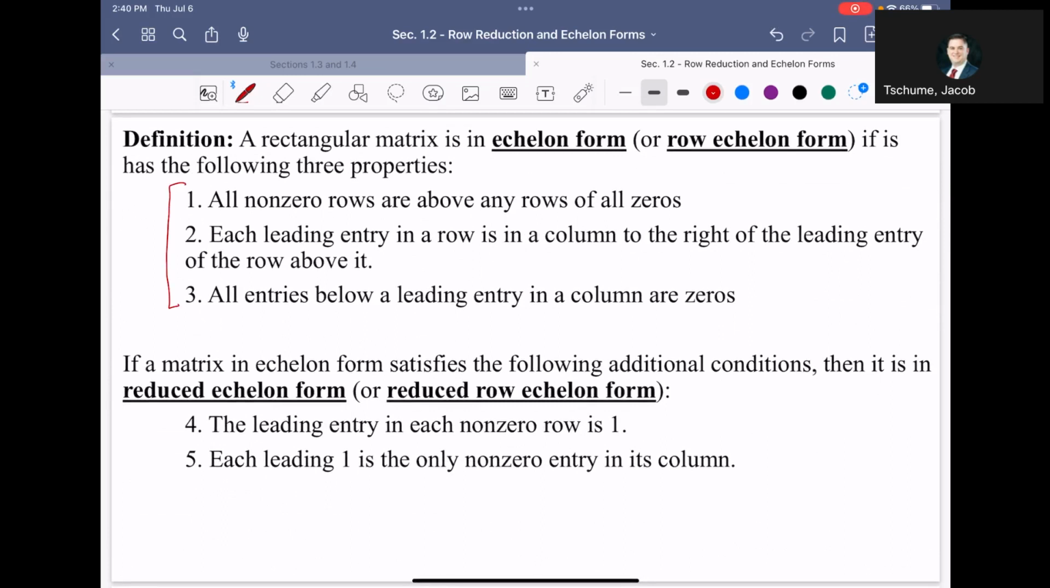Number one, all non-zero rows are above any rows of all zeros. That essentially means that if you have a row full of zeros and nothing else, it must go on the very bottom of your matrix.